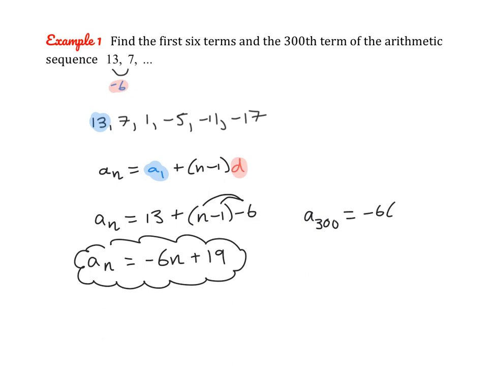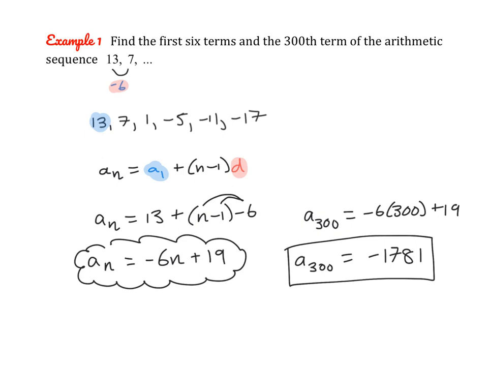It's just going to be -6 times 300 plus 19. So the 300th term is -1781. And there you have it. Anytime you're asked to find the nth term of a sequence and it's too far away to just simply list it out, just make the formula of the sequence and then you can find any term that you want.